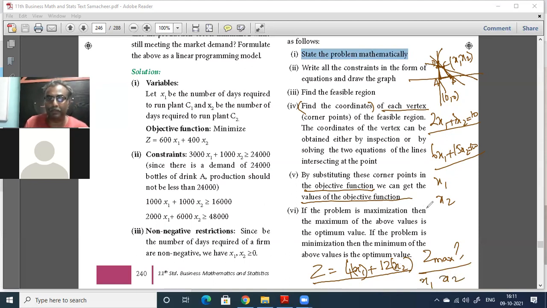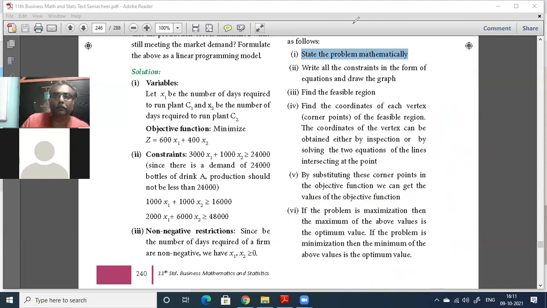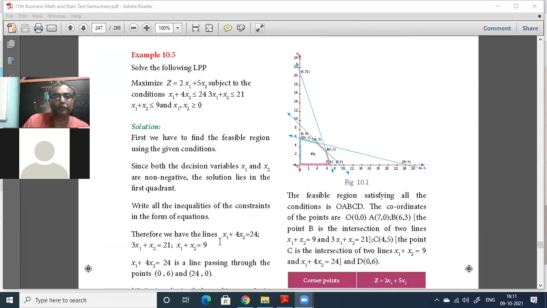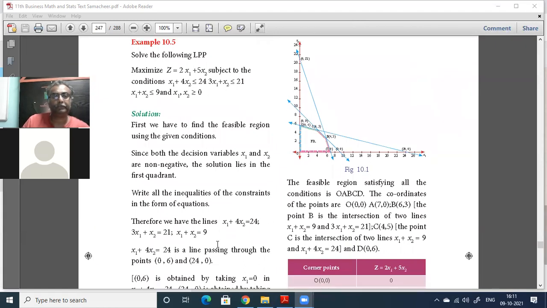If the problem is maximization, then the maximum of the above values is the optimal value. If the problem is minimization, then the minimum of the above values is the optimal value. Okay, now if you start doing a problem, you will easily understand what we are talking about. One simple problem you'll do. Okay, then you will see the solution. Let us solve example 10.5.